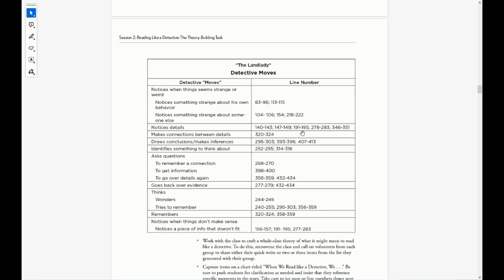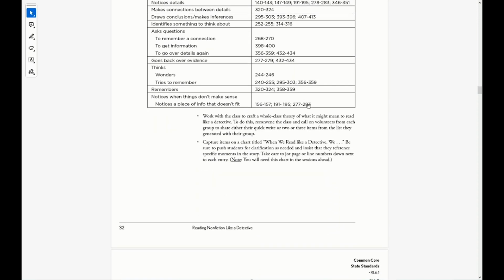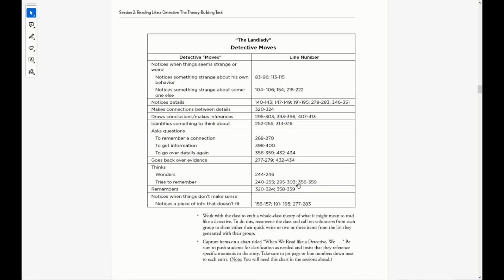And then we're going to build a chart together as a class and think about, okay, what are things that this character does, that we do as readers during this text, that can give us an idea of what it means to read like a detective. And we build this chart. When we read like a detective, we, for example, notice things that seem strange. We're looking at details. We're making connections between them.